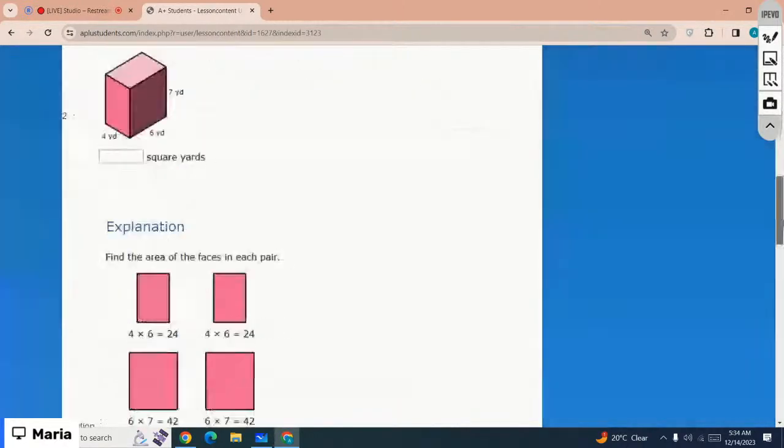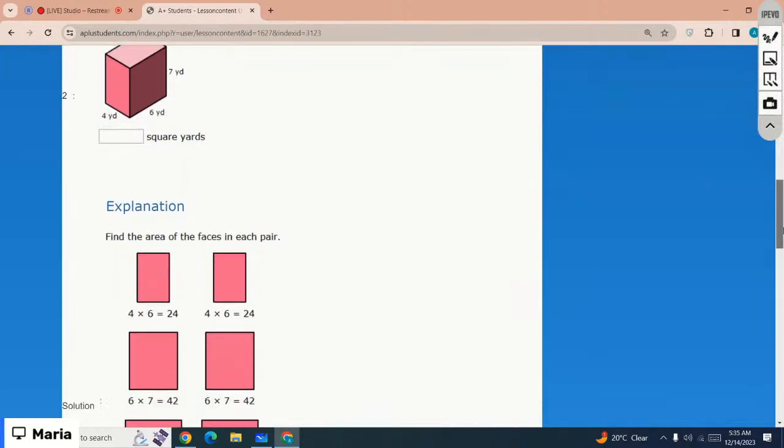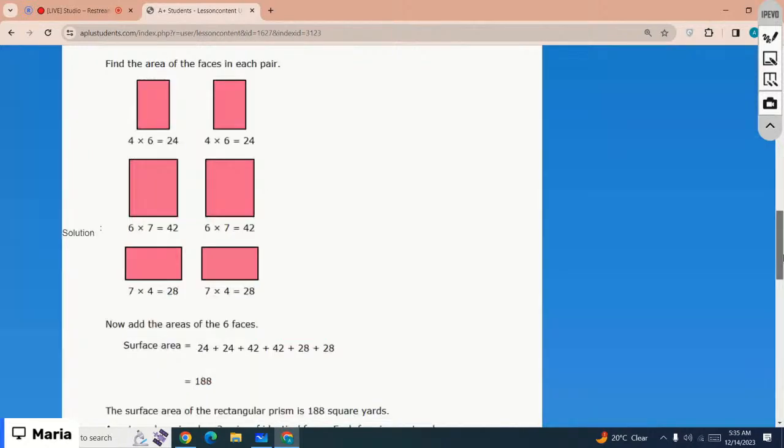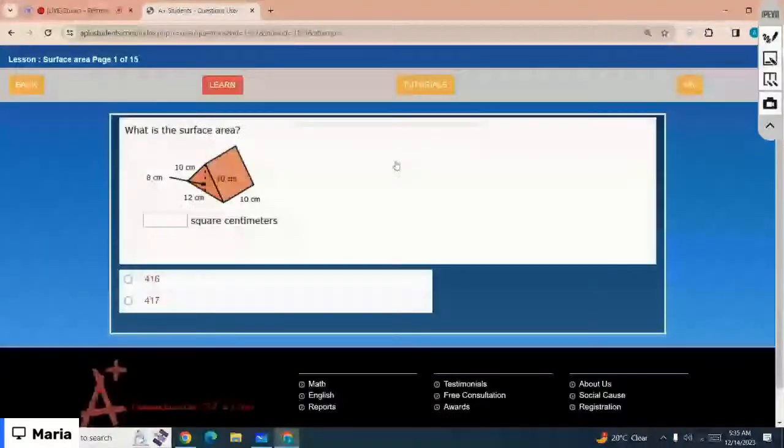Okay, basically, the next one is you are given a triangular prism. You have to calculate the surface area. So for the surface area, you need to calculate the area of all the faces one by one, and then you have to add. So for this one, you have 6 faces. You have to calculate the area of faces each pair, right? So, 4 times 6 is 24. At the end, you need to add up all the areas. Let's just start with the test questions. Okay, so you are given with a triangular prism.